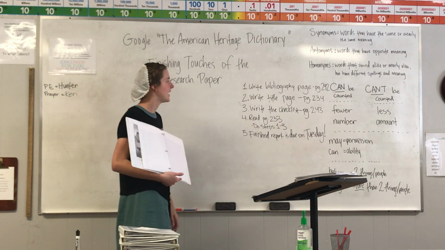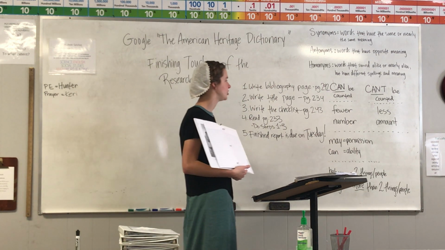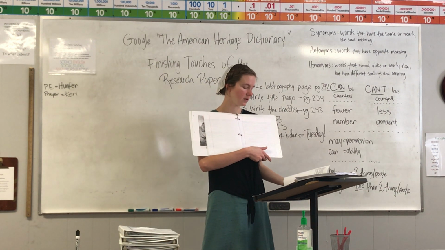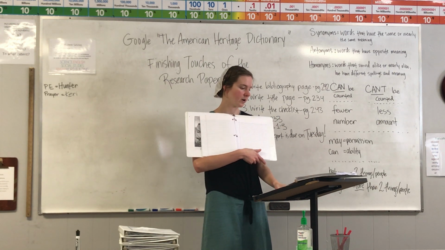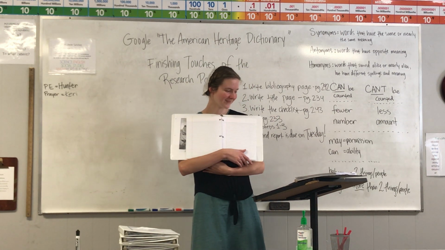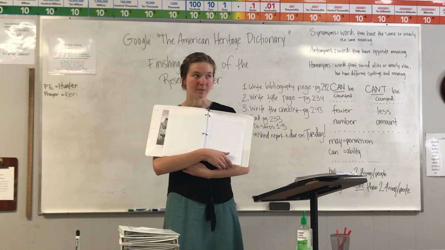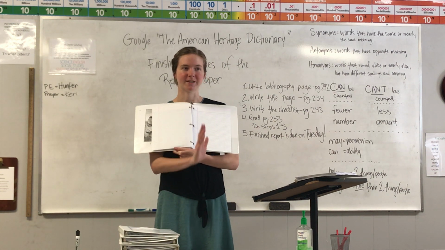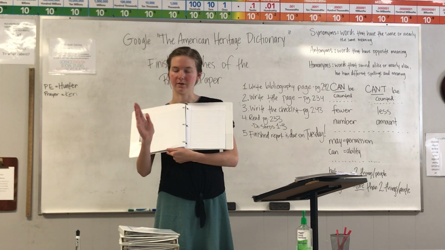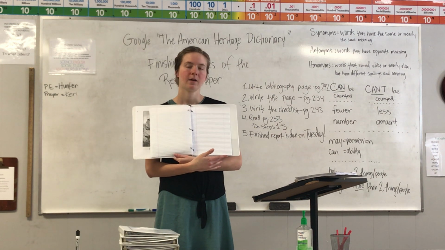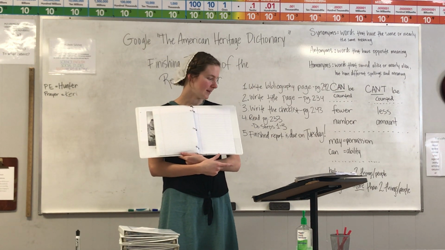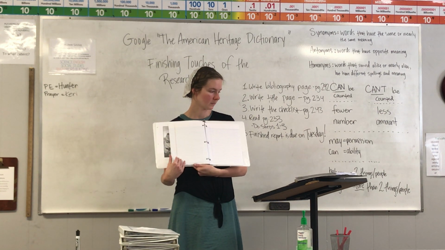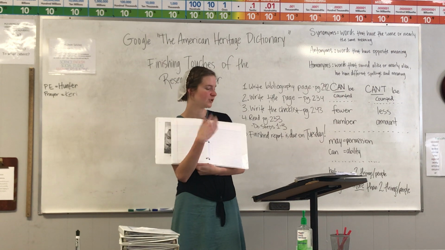Number 3, write the checklist, page 243. So let's go ahead and turn to page 243 in your language. This checklist is for me. You are writing it for me. Thank you so much. This is where I grade all the different components of your library research report. And you will copy it exactly as they have it. You're going to turn to a new page in your notebook. And you're going to start writing checklist.